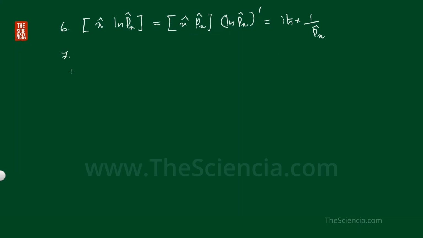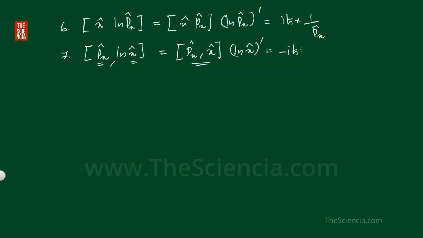Seventh example, commutator of px cap, log x cap. Here we have to take the same order of commutator bracket, that is px cap, x cap. See, px is first, x cap is next. Now we have to take the derivative of the function, that is log of x cap. Here, what is the value of commutator bracket px cap, x cap? It is minus i h cross into the derivative of this function, which is 1 by x cap.